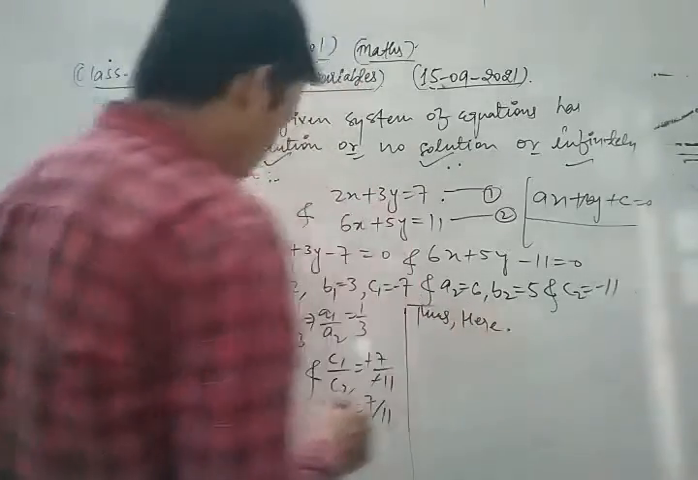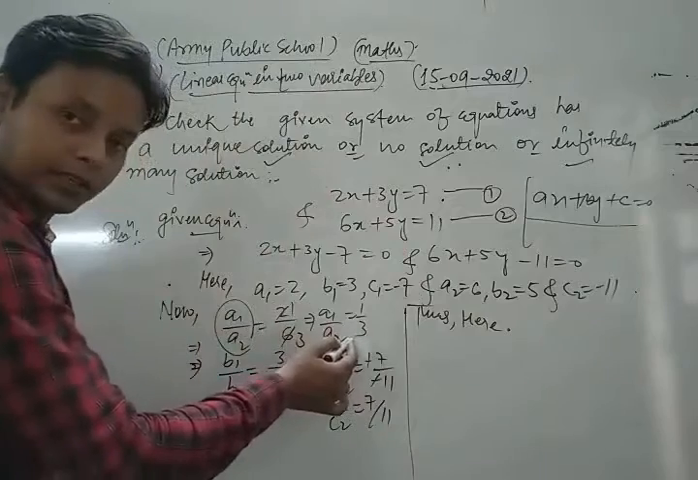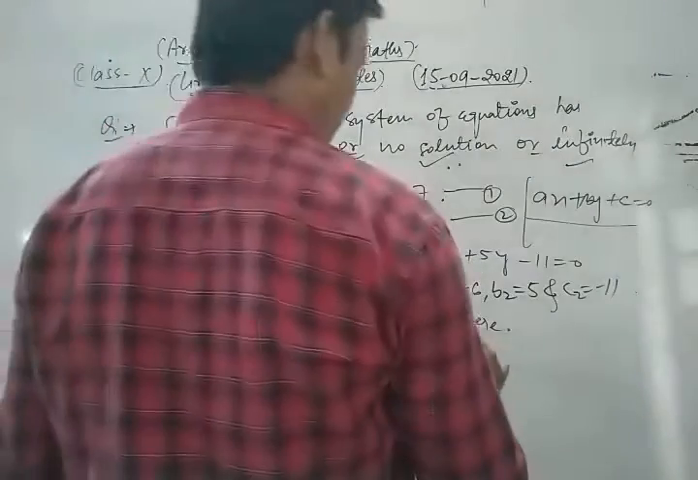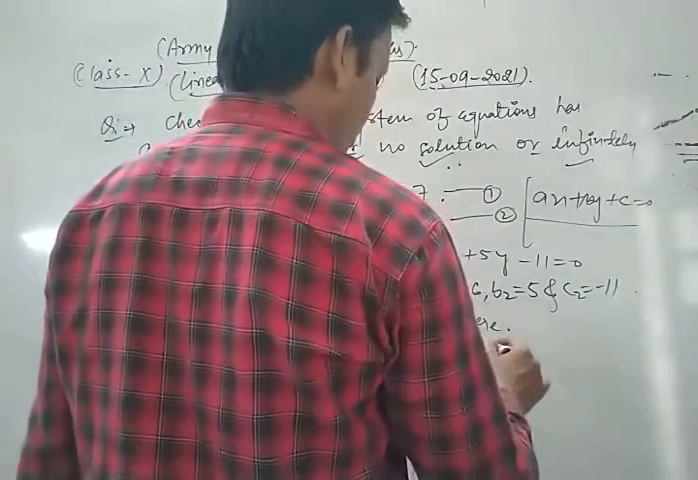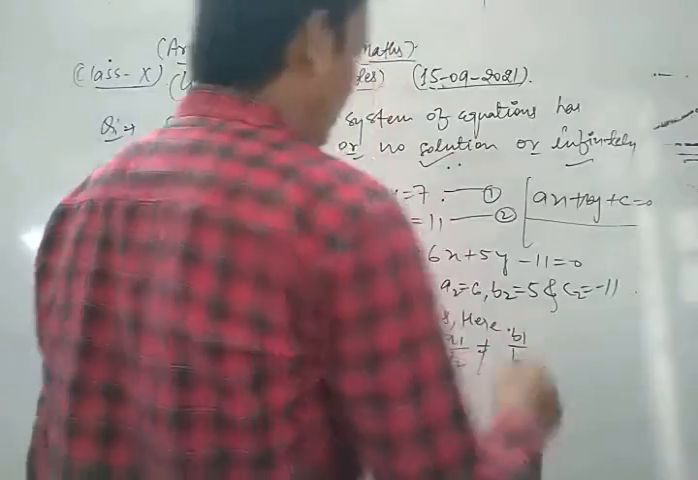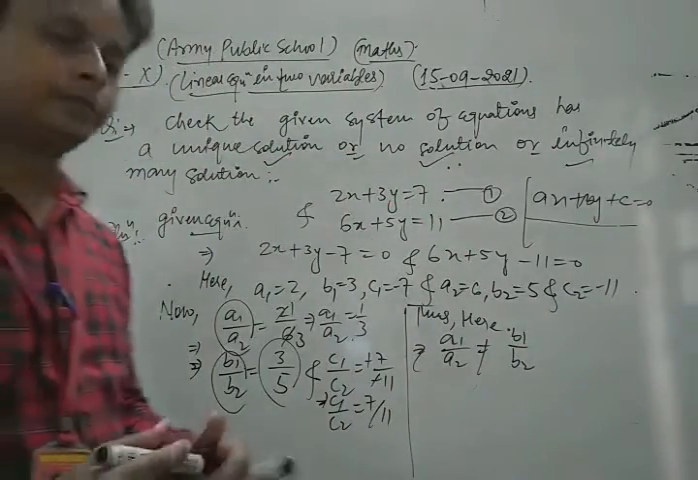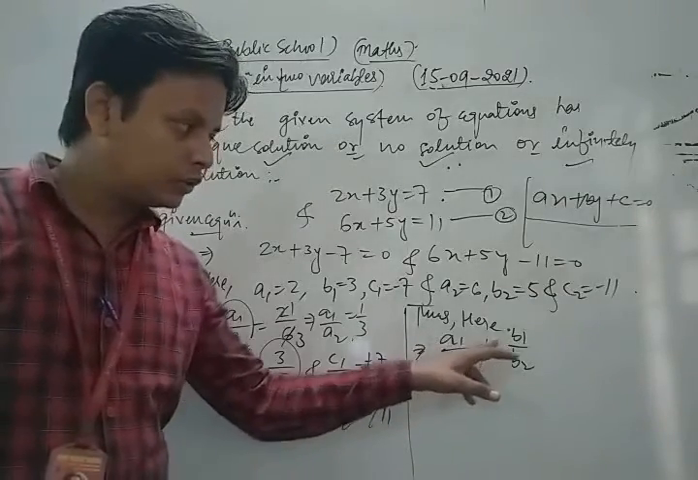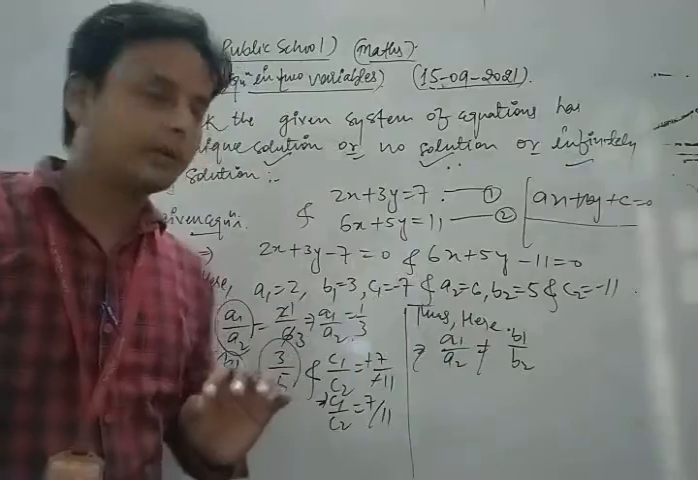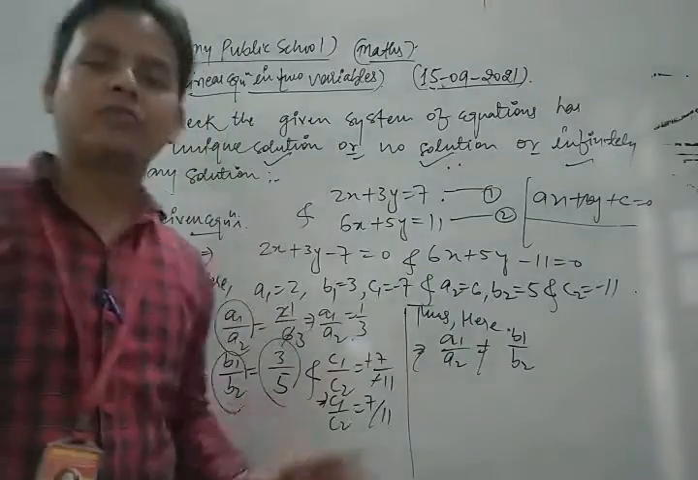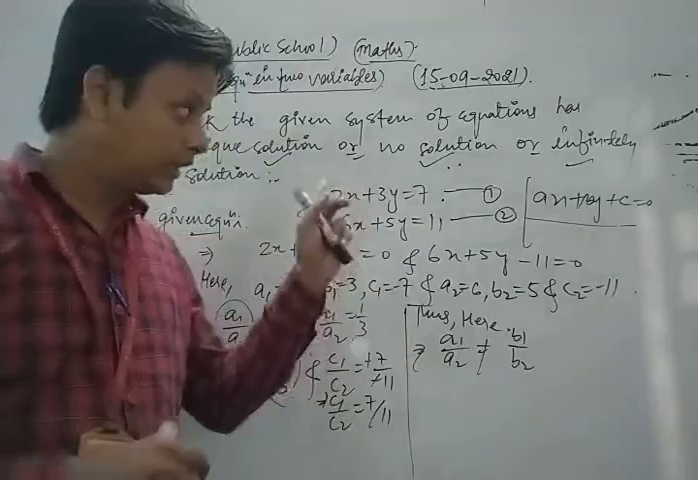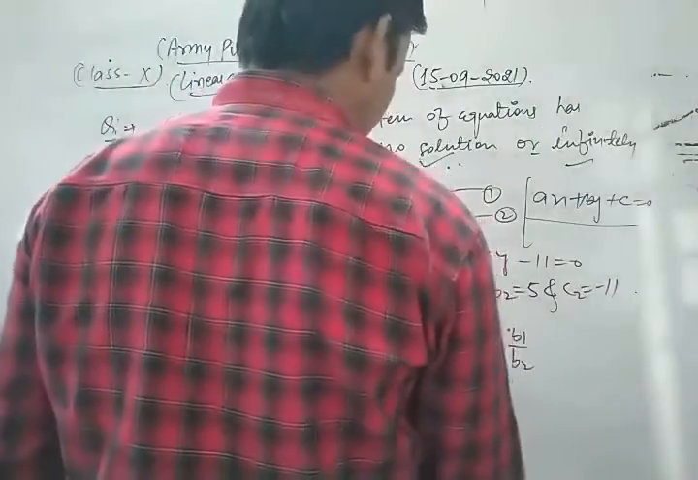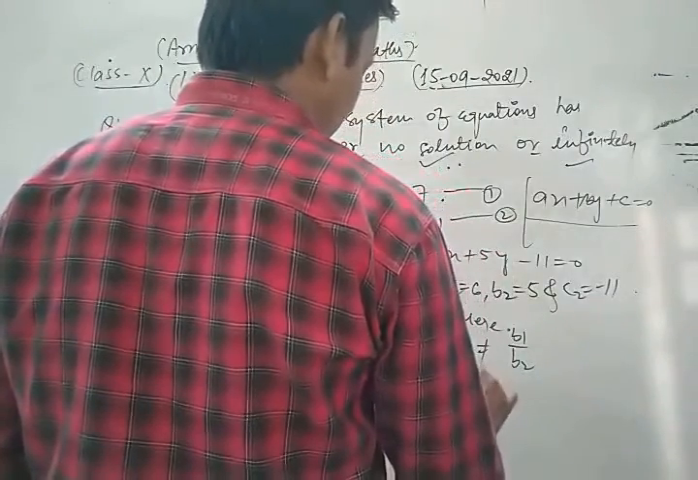Here first of all look, a1 upon a2 which is 1 by 3 and b1 upon b2 which is 3 by 5, which is not equal to each other. Here a1 upon a2 is not equal to b1 upon b2. Look, dear students, it means that the given pair of system of equations has a unique solution.